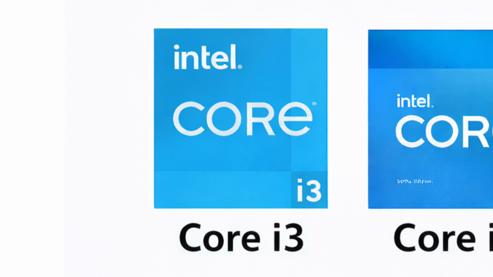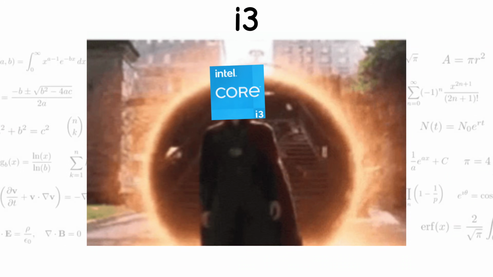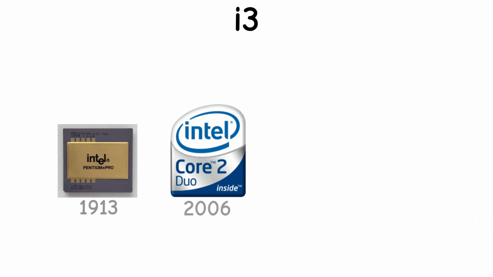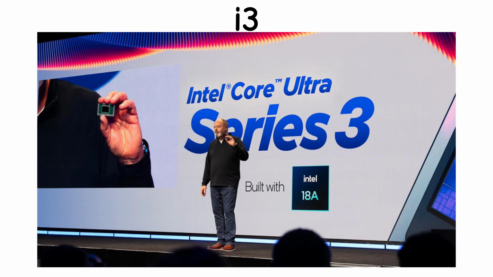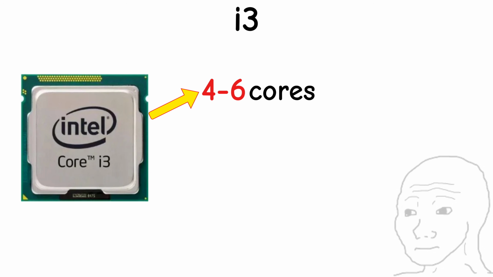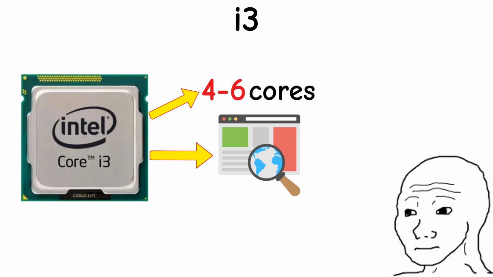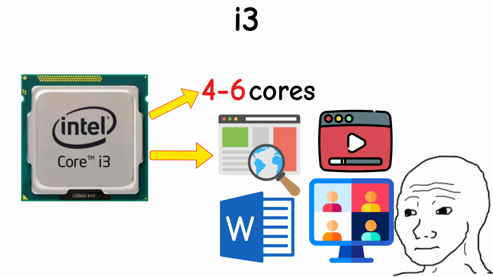Intel Core i3. The Core i3 is Intel's entry-level processor designed for basic everyday computing. The Core i3 series was first introduced by Intel in 2010 as part of the first-generation Core processors. It usually comes with around 4 to 6 cores, which is enough for tasks like browsing the internet, watching YouTube videos, writing documents, or joining online meetings.